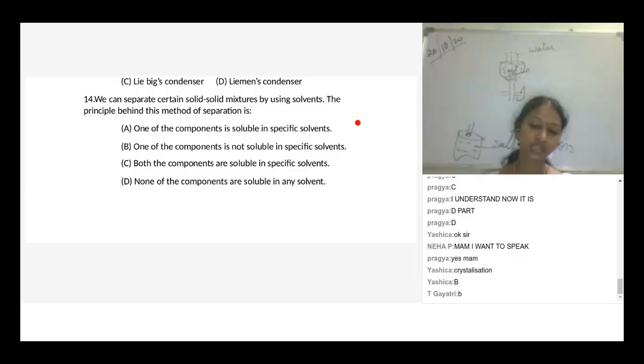So, if two solids are mixed up and I want to separate them individually, then I'll go with the suitable solvent method. Why? Because a specific solvent is used so that one of the components is completely dissolved in it, so that the other solid we can easily separate, and from that solution we can separate the remaining salt also.